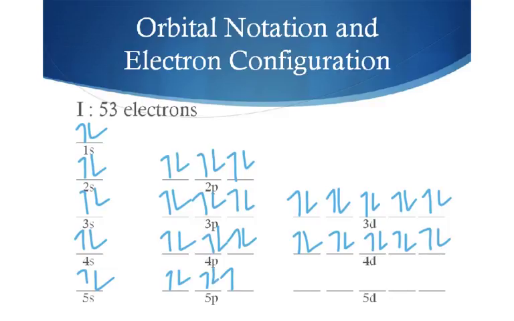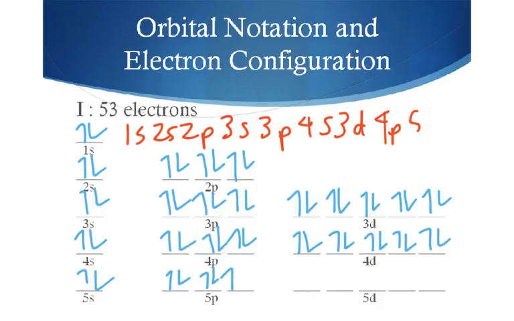So now the electron configuration, I've got electrons in the 1s orbital, the 2s, 2p, 3s, 3p, 4s, 3d, 4p, 5s, 4d, 5p. Now I've got 2, 2, 6, 2, 6, 2, 10, 6, 2, 10, 5. So my electron configuration for iodine is 1s2, 2s2, 2p6, 3s2, 3p6, 4s2, 3d10, 4p6, 5s2, 4d10, 5p5.